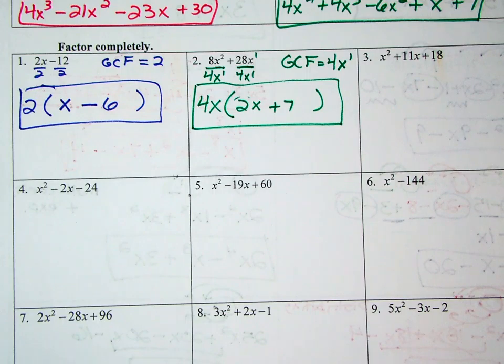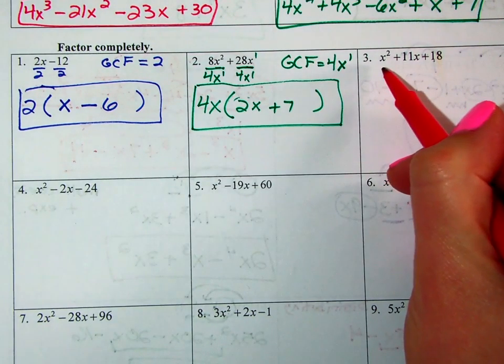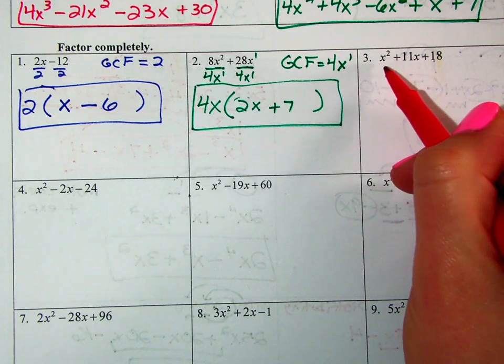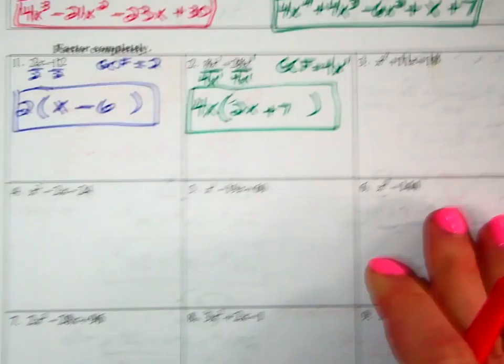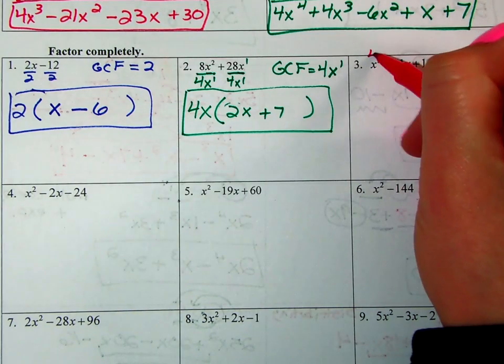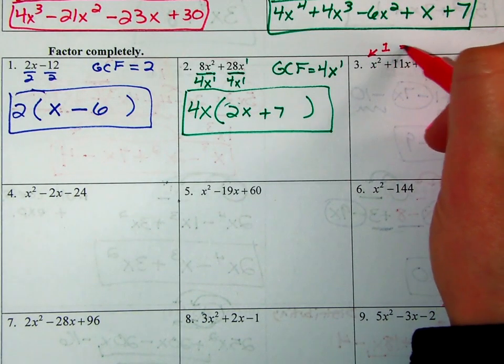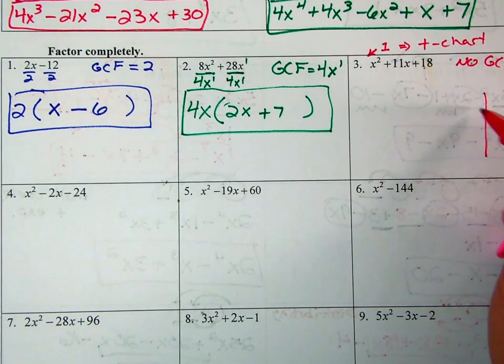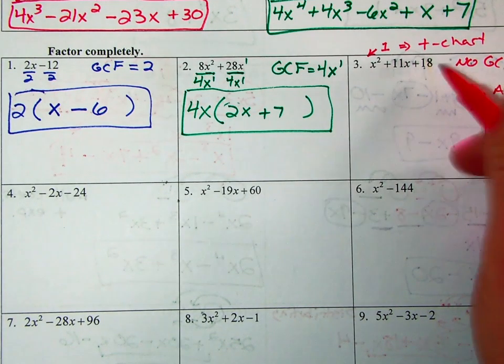Next one, number 3. First thing I do is look for a GCF, but the first term here is a 1, so there's no number, and there's not a variable in all of them, so that means there's no GCF. And in this case, my first term is a 1, which means that we are going to use a t-chart. So remember, it's supposed to multiply to the last, which is 18, and add to the middle, which is 11.